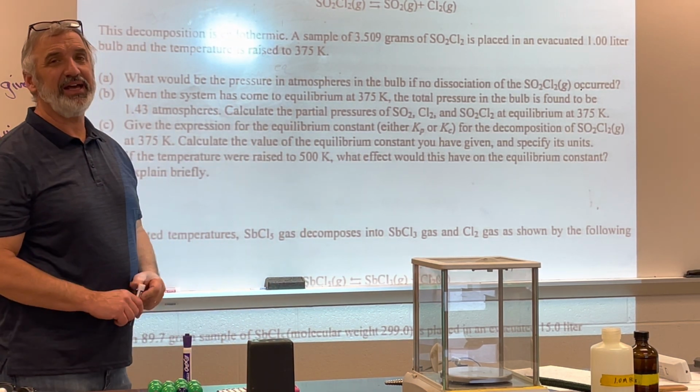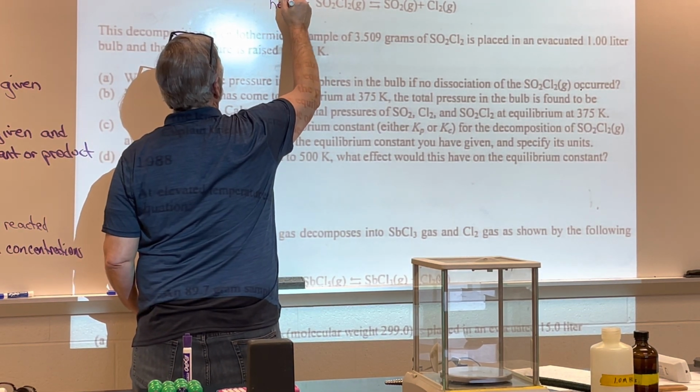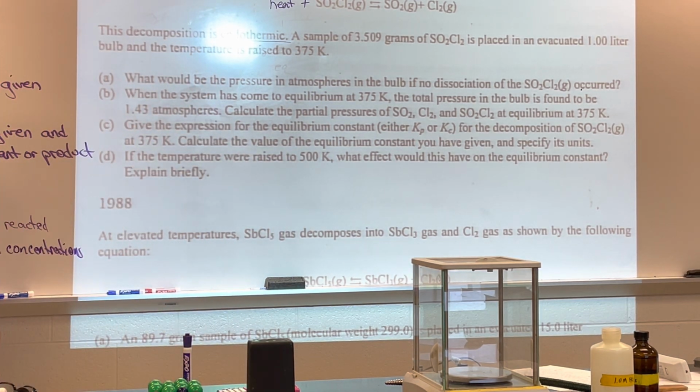So, when I see that, I'm automatically going to write in heat right here in case I need that later on. They wouldn't tell me that unless they're going to ask me a question about it later on. So I know that heat goes on the left. A sample of 3.509 grams of SO2Cl2 is placed in a vacuum 1 liter bulb, and the temperature is raised to that. As soon as I see a gas, an amount, a volume, a temperature, immediately I'm thinking what? PV=nRT.